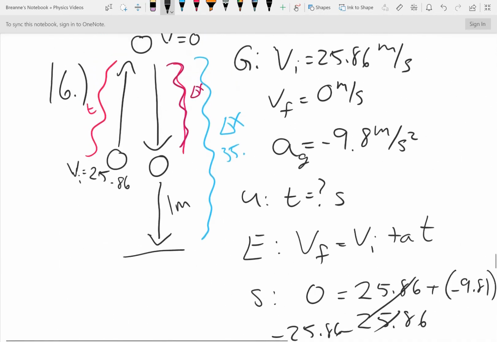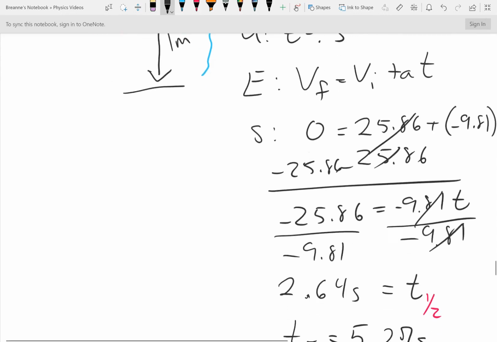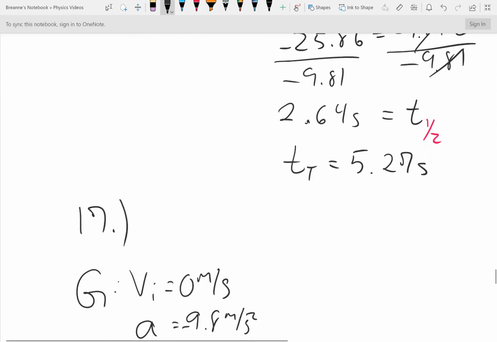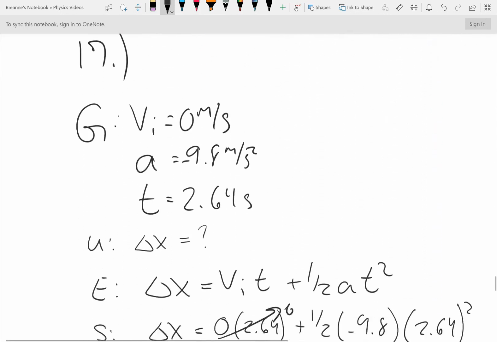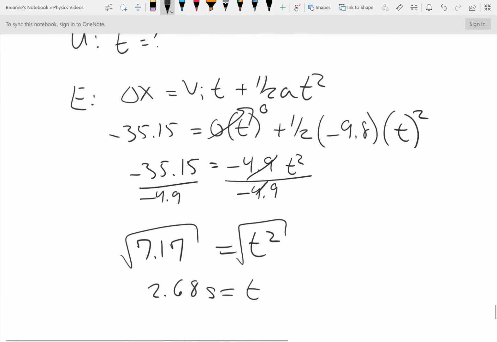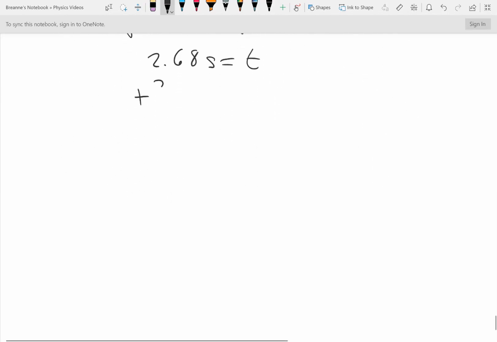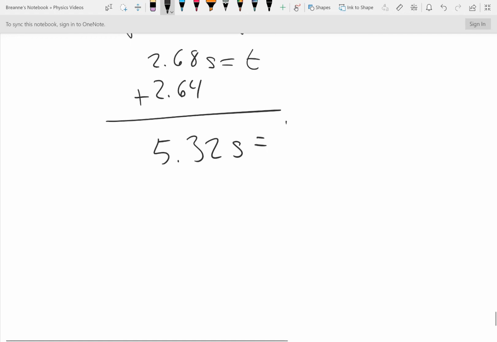But remember, it's asking for the whole entire time the ball was in the air. So we have to take into consideration it going up. So that's where our half time comes into consideration. So it'd be 2.64. To get our total time, we just add 2.64. And you get your total time, 5.32 seconds. There we go.